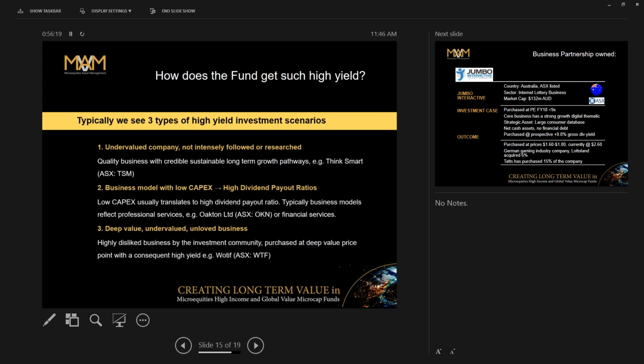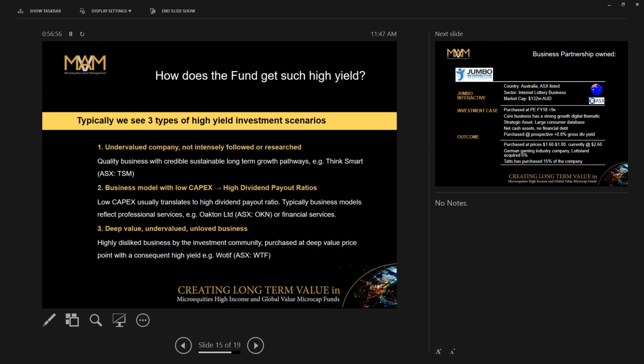And hence, we're able to tap into these very good growth businesses, but also these businesses tend to have very high yields. A case example for that was Oakton Limited, which is an IT services company that we owned in our high income value microcap fund, and that business subsequently became taken over. But that was an example of that type of scenario. The third example is where we find a deep value opportunity, but it was typically a small cap company that has been battered down by the market value.